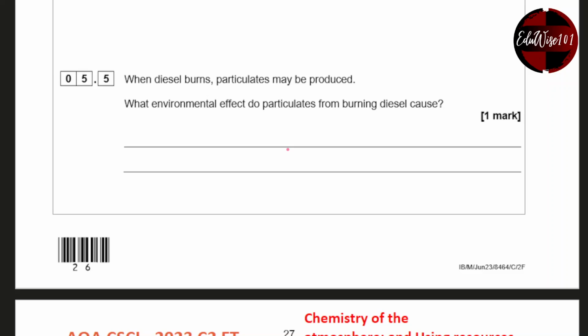When diesel burns, particulates may be produced. What environmental effect does particulates from burning diesel cause? Particulates are basically small dust-like particles. So if you release a whole lot of them, what happens to the environment? What is the environmental effect? It causes global dimming.